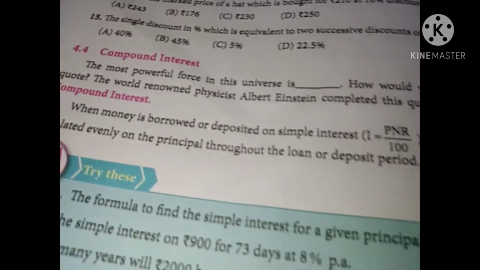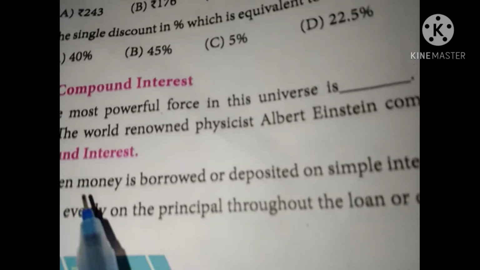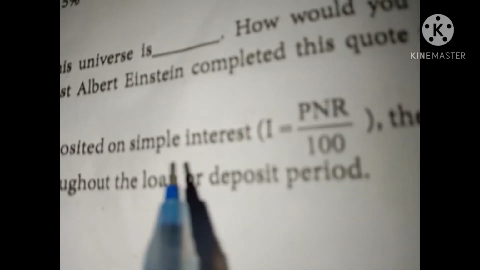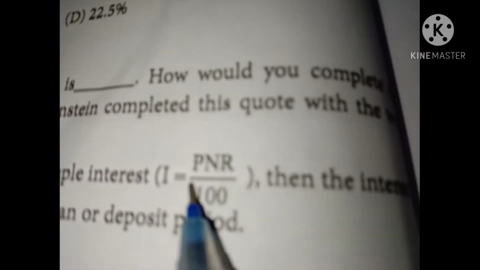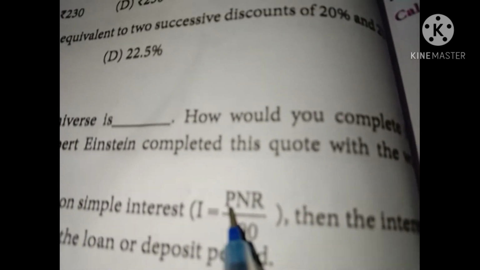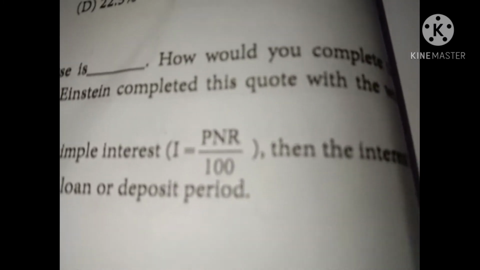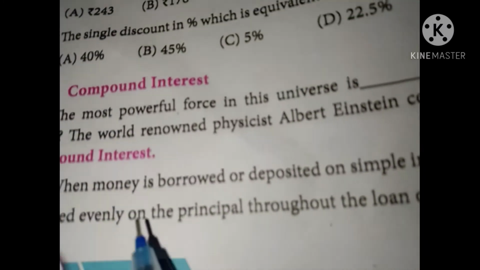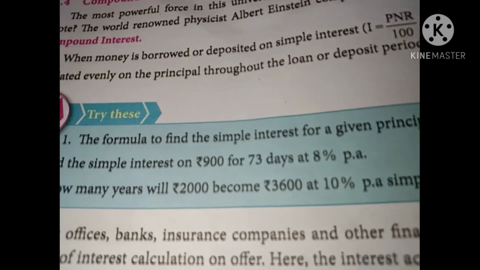Today we are going to see what is compound interest. First we recall what is simple interest. When money is borrowed or deposited on simple interest, you know the formula for simple interest, PNR by 100. P is principal, N is number of years and R is rate of interest. Then the interest is calculated evenly on the principal throughout the loan or deposit period is called simple interest.